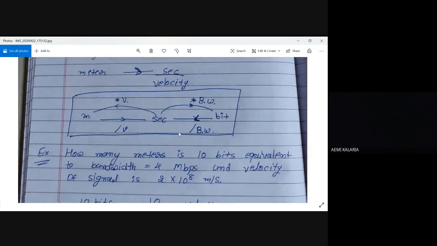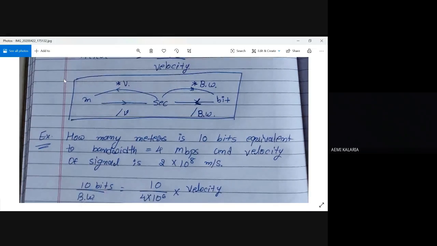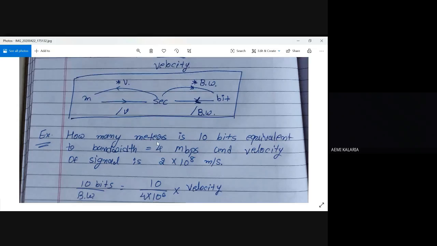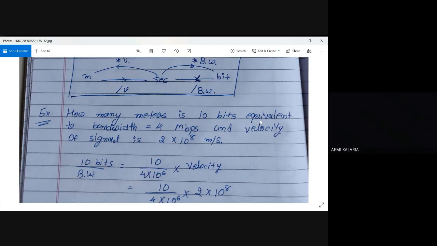Maybe it is not clear. I'll take one example, and then this concept will be clearer to you. The first question is: how many meters is 10 bits equivalent to, with bandwidth 4 Mbps and velocity of signal 2 into 10 raised to 8? Means simply you have to convert it into meters. How many meters is 10 bits? So bits is given, equivalent to bandwidth 4 Mbps. So bandwidth is also given, and velocity is also given, right? Velocity of the signal is 2 into 10 raised to 8. So in this example, what is given? Meter we have to derive; velocity is given, bandwidth is given, and bits are given, right?